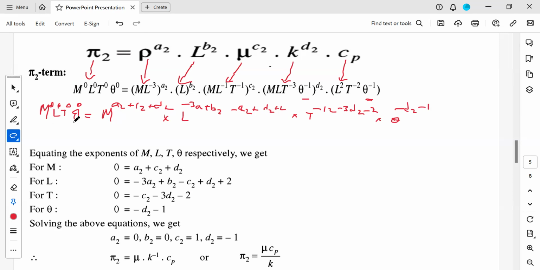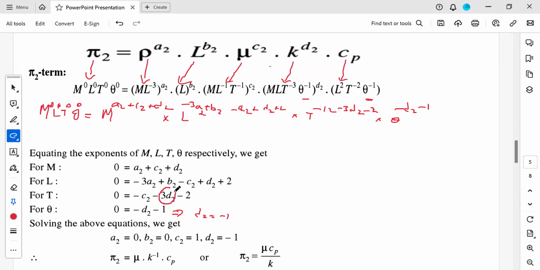If you equate the M powers, a2 plus c2 plus d2 is equal to 0. If you equate the L powers, minus 3a2 plus b2 minus c2 plus d2 plus 2. Equate the powers of T now, you will get minus c2 minus 3d2 minus 2. Equate the powers of theta, you will get minus d2 minus 1. So here minus d2 minus 1 is equal to minus 2, which implies d2 is equal to 1.